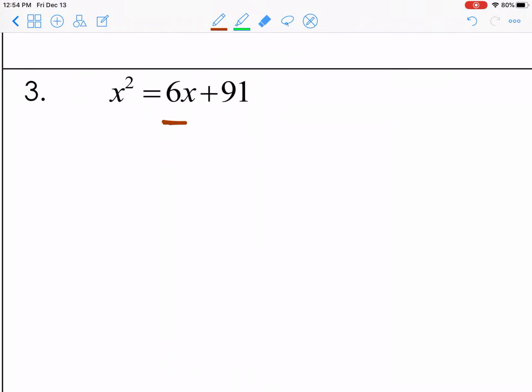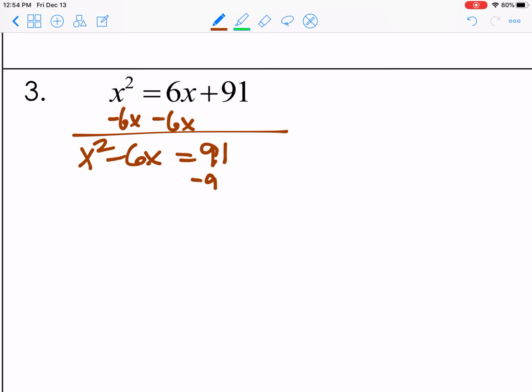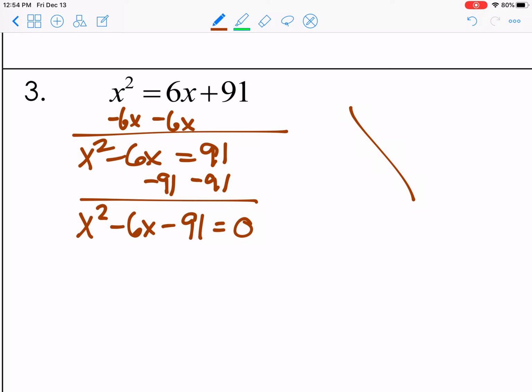Okay, let's get this one to standard form and see if it factors. Going to subtract 6x from both sides. Not like terms, so I'll have 2 terms there. Then subtract 91 from both sides. Again, not like terms. So we've got this. Let's see if this one factors.